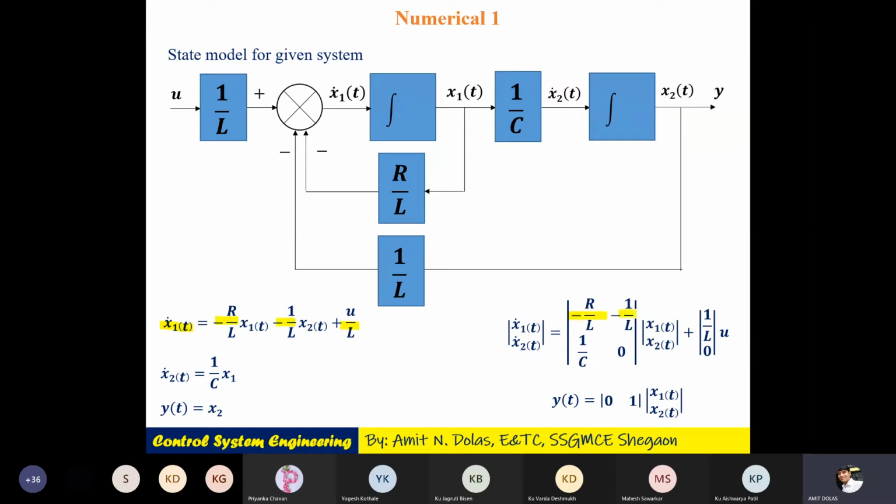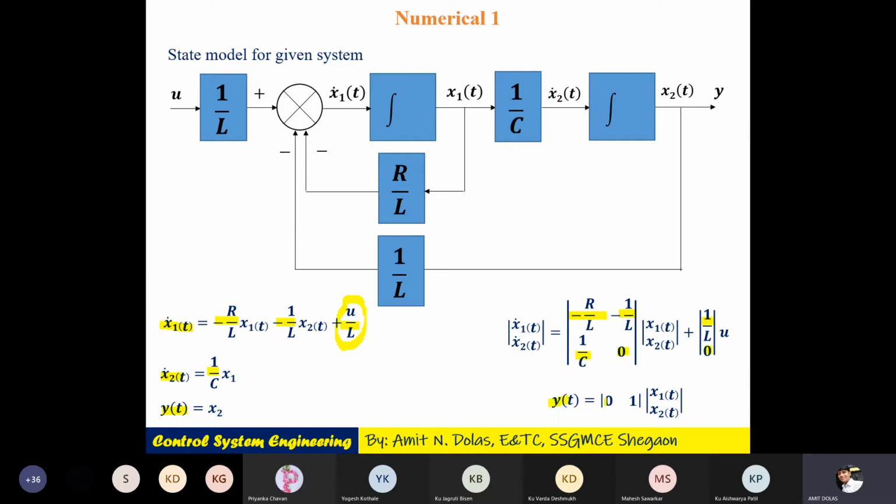So minus R by L, minus 1 by L, and U with 1 by L. What comes in x2 dot? x2 dot has the x1 component, that is 1 by C, but the x2 component is not present, that's why 0. Again, the input element U is not present, that's why here it is 0. What about Y? Y is nothing but x2.